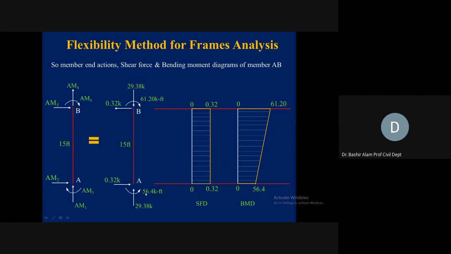Because of this bending moment, it is causing tension in the outer fiber. So here, 56.4, we are pushing it to the right. And this is also causing tension in the outer fiber, 61.2, so pushing to the right. Now member AB is fully analyzed and we have drawn its shear force and bending moment diagrams also. Any question?